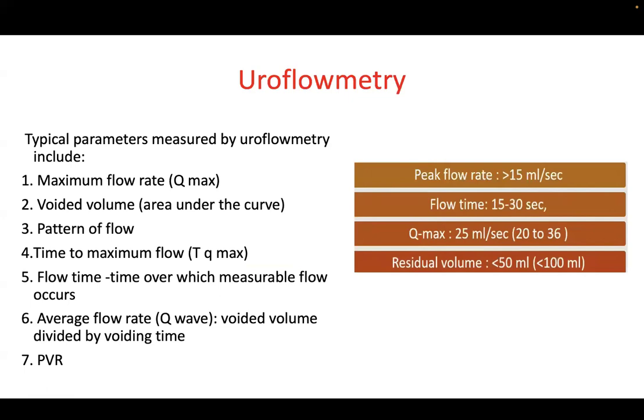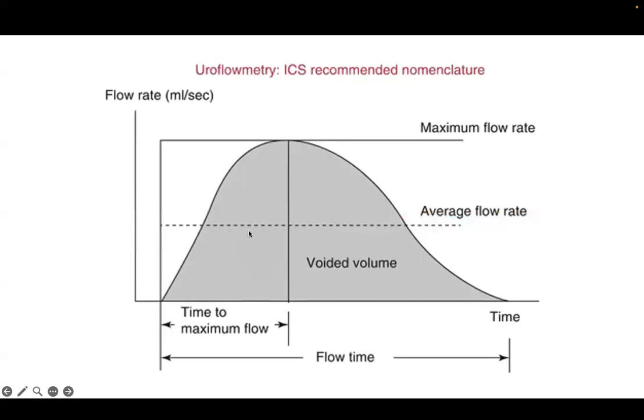We will check the amount of urine she voided, that is the voided volume, and the time required to void, that is the flow time, the pattern of flow, the maximum flow rate and time to maximum flow, that is TQ max, the average flow rate, and last of all we will do a PVR, post void residue. Now if you look at this picture, this is a graph of uroflowmetry.